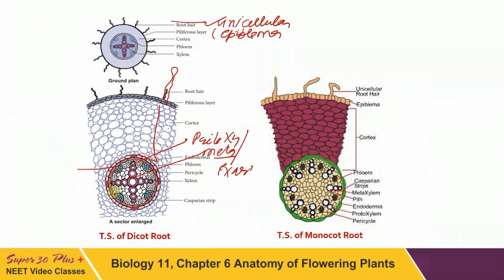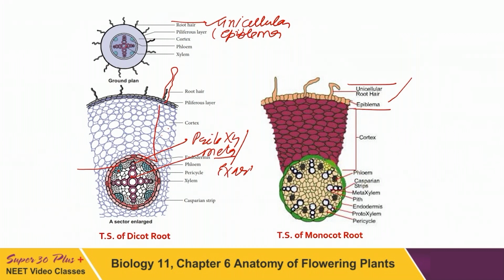Okay. Now you have to see that almost similar structure we have in case of the monocot root also. You see, in the monocot root also, the outermost layer is the piliferous layer. Some of the cells have unicellular root hairs. The cortex is there, as usual.